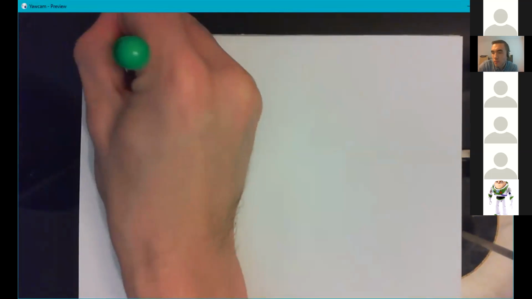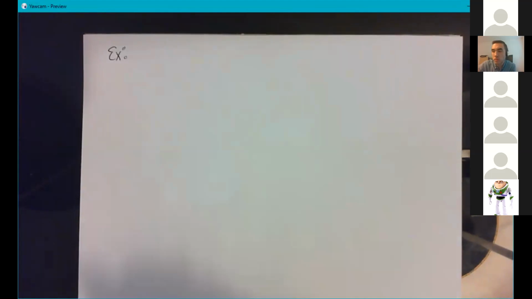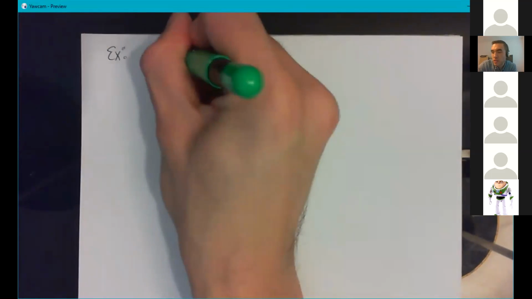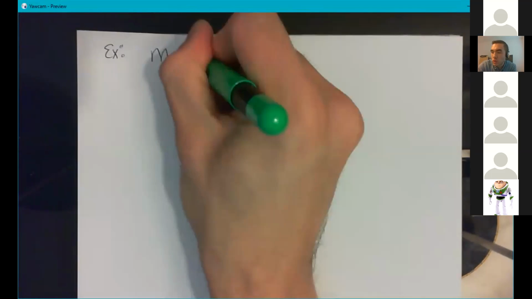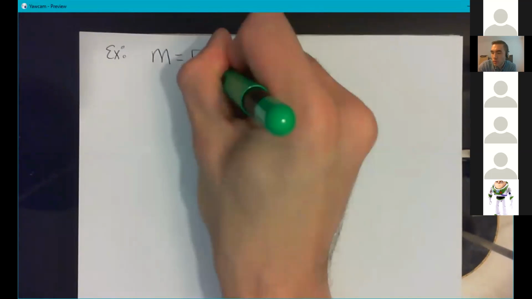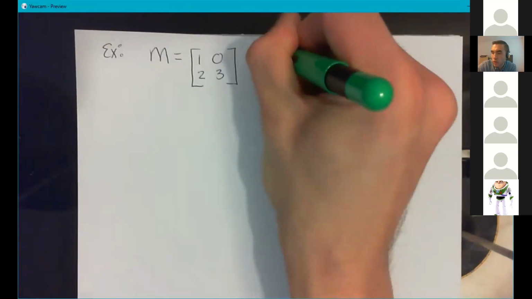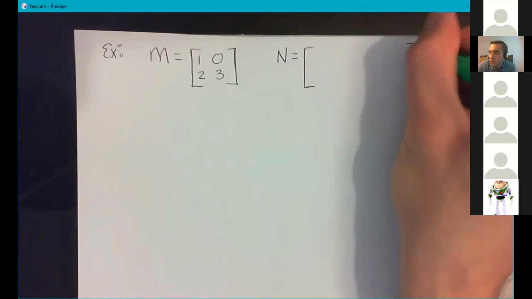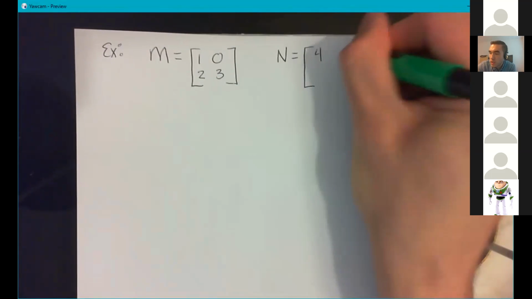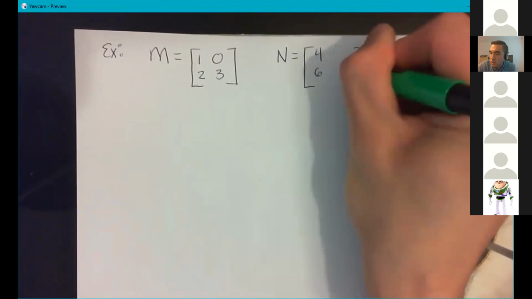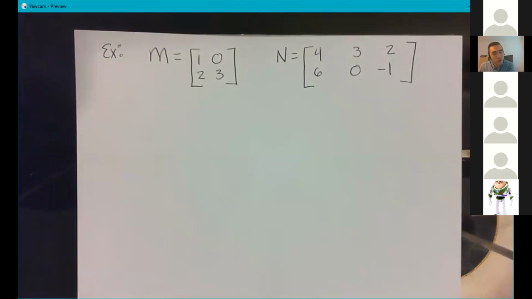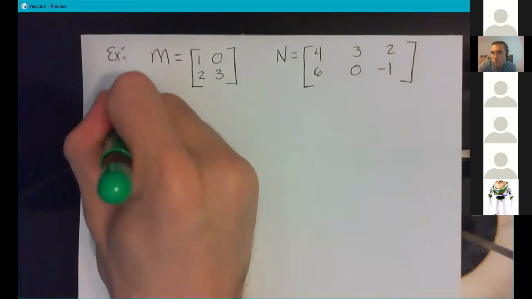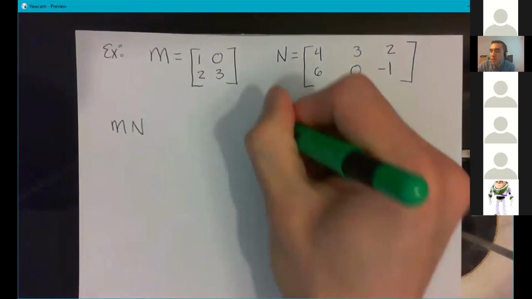Let's say I have 2 matrices, matrix C and matrix D. Actually, no, I'm using the top letters of the alphabet too much. Matrix M and matrix N. I have a matrix M, which is equal to 1, 0, 2, 3. And I have a matrix N, which is equal to 4, 3, 2, 6, 0, -1. What I would like you to do is give me MN and give me NM.